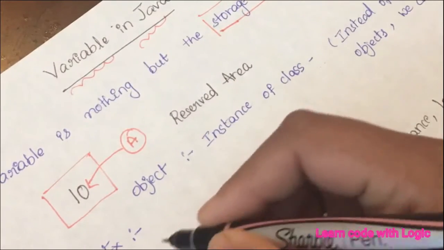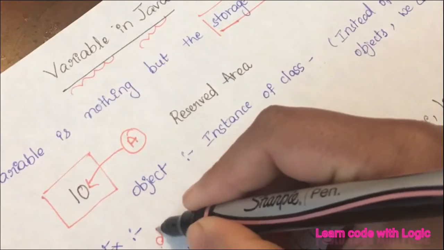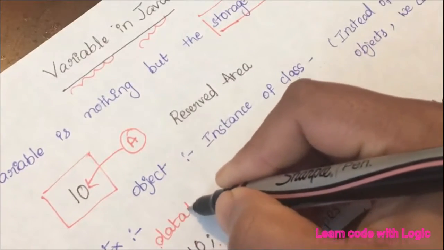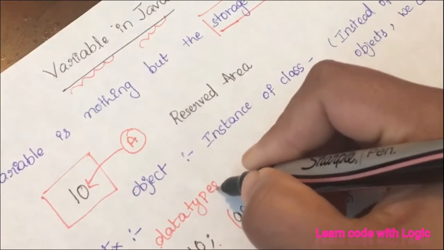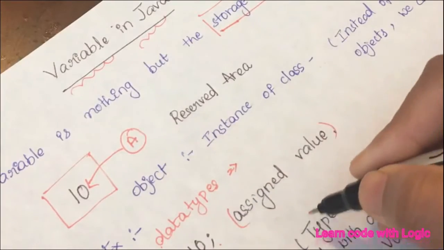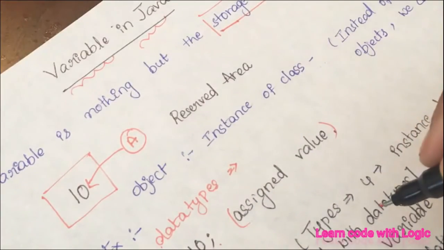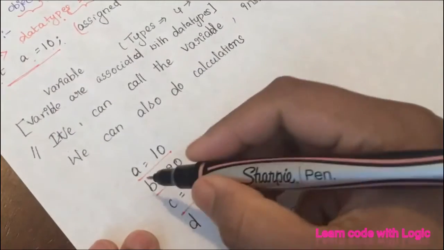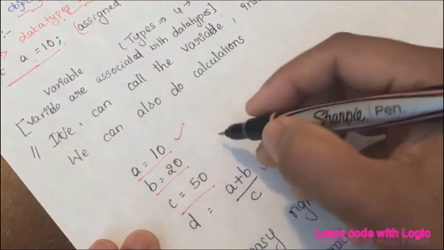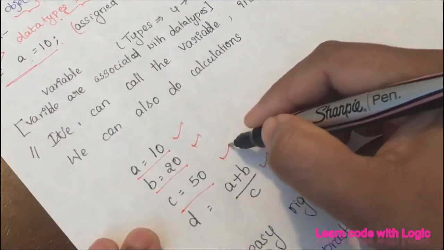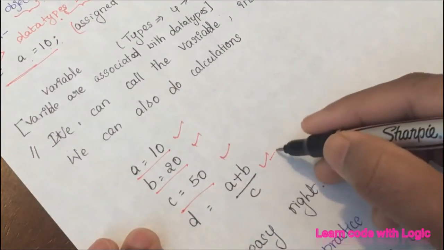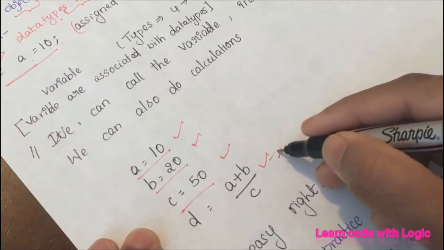Variables are always assigned with data types. Here int is the data type. We will see that in my next class. We can do some simple math calculations here. If a is 10, b is 20, c is 50, we can do simple math calculation here easily, right?